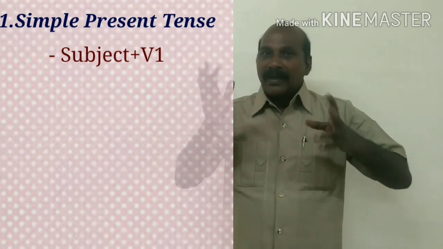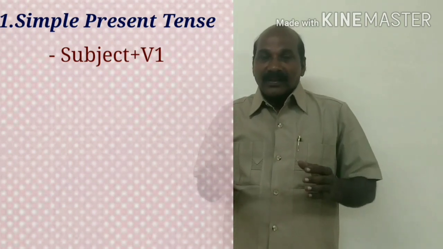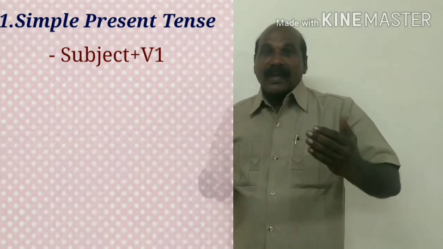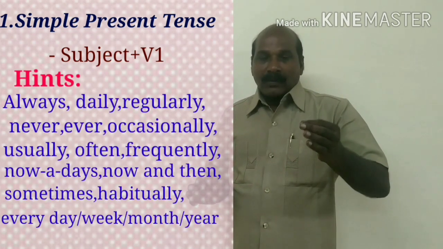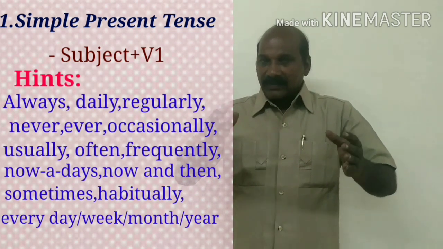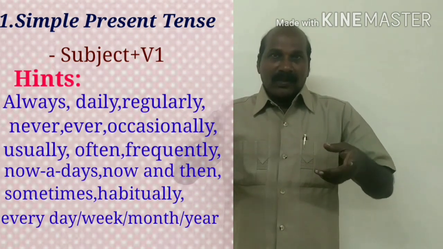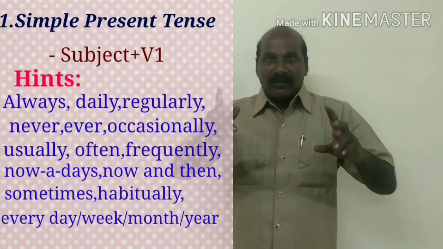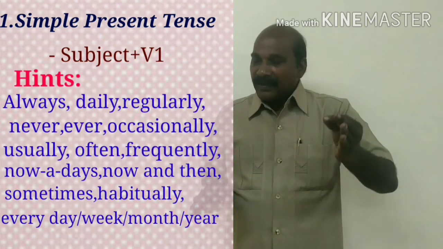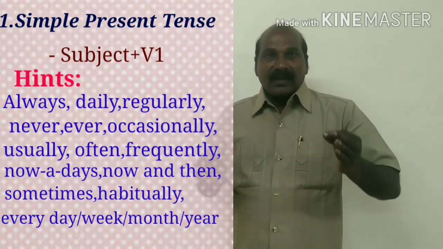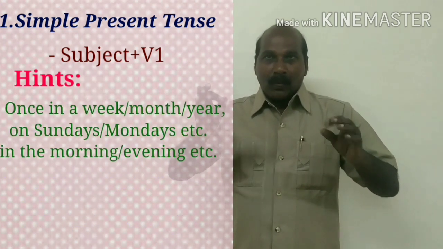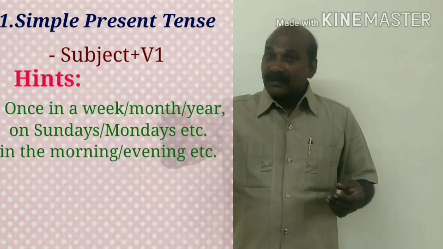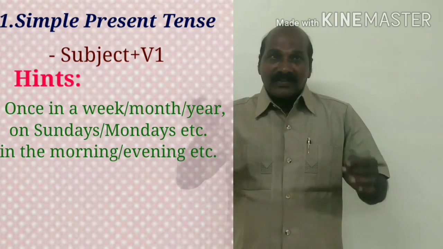And to identify the simple present tense, there are certain words which help us as hints. For example, always, often, usually, regularly, occasionally, frequently, every day, every week, every month, every year, every summer, once in a week, once in a month, once in a year, etc.